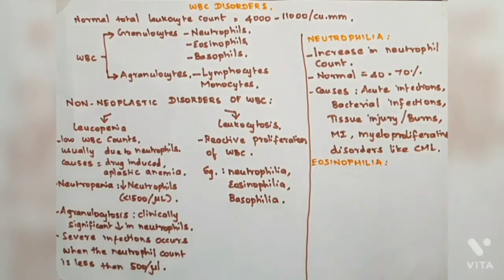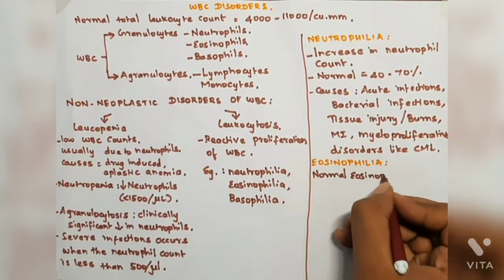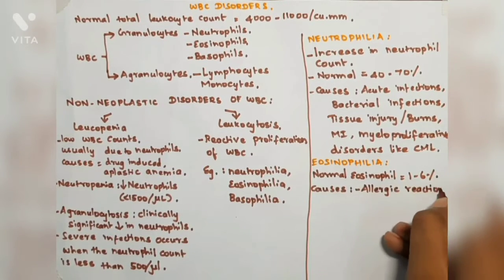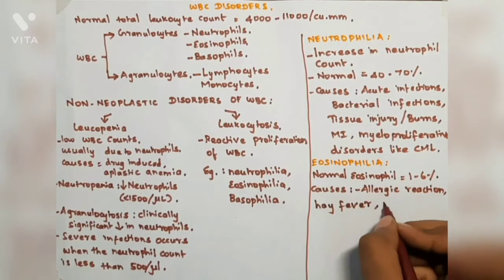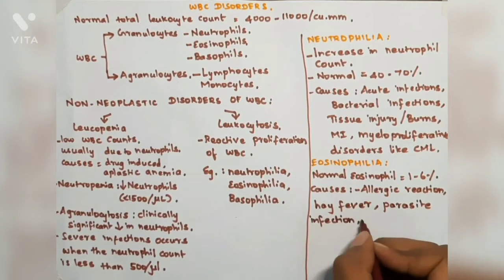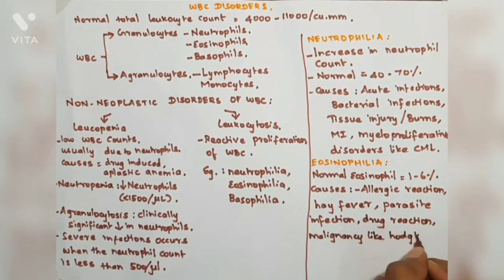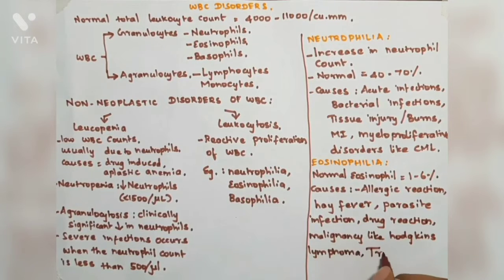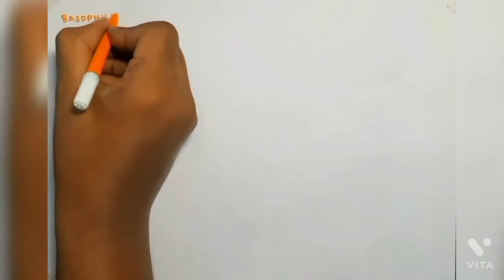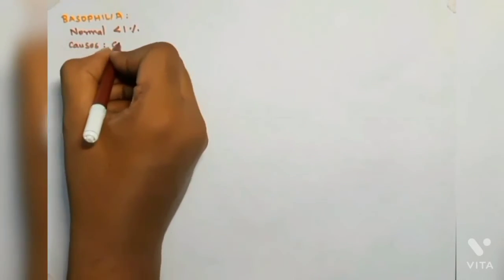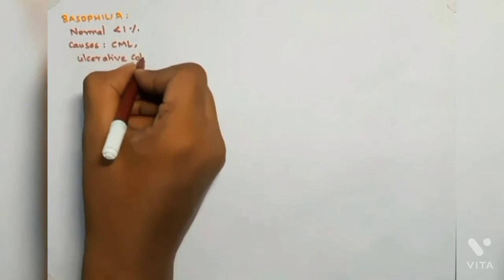Eosinophilia. Normal eosinophil is 1 to 6%. Causes: allergic reaction, hay fever, parasite infection, drug reaction, malignancy like Hodgkin's lymphoma, tropical pulmonary eosinophilia. Basophilia. Normal is less than 1%. Causes: CML and ulcerative colitis.